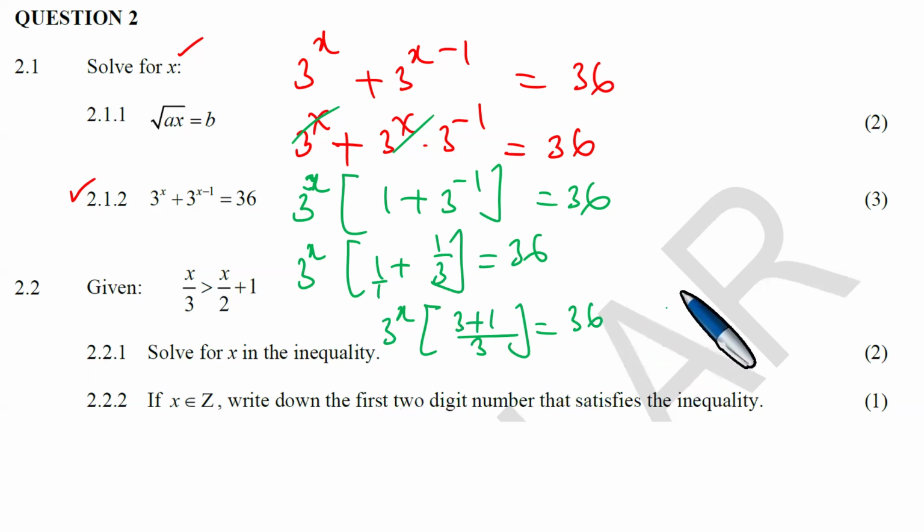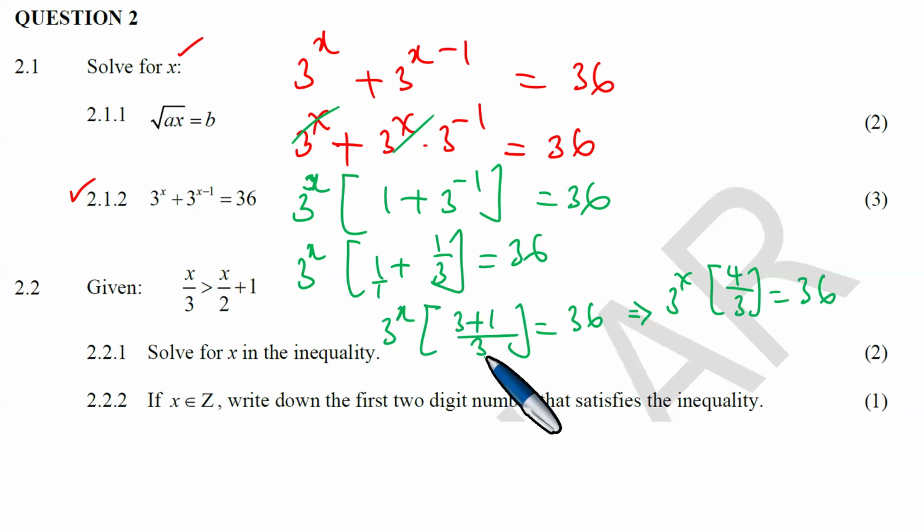Okay. So we move in this direction. And then now we have 3 to the power x. What is 3 plus 1/3? We cross multiply, because with the cross multiply, 3 times 1 becomes 3, 1 times 1 becomes 1, and then 1 times 3 is 3. That's also correct.